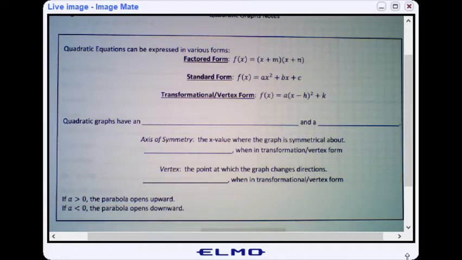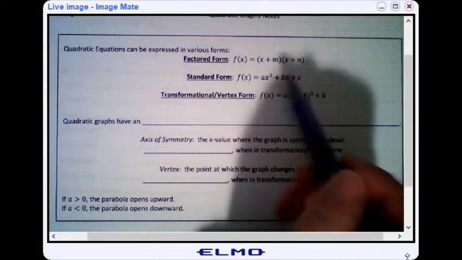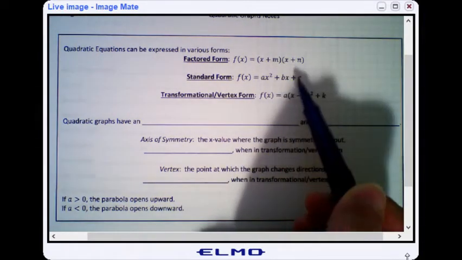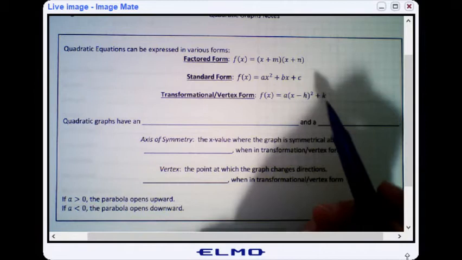So today we're going to talk about quadratic graph characteristics. Our quadratic equation can be represented in various forms. We have our factored form, where we have our two factors that are multiplied together. We learned about factoring in the last unit.